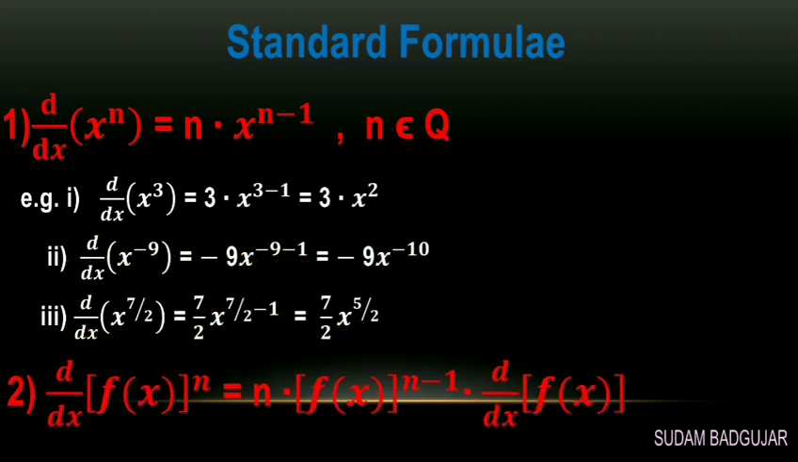Second standard formula, also called the general formula: derivative of f of x raised to n is equal to n into f of x raised to n minus 1 into derivative of base function, that is derivative of f of x. In this case, base is not x. You must remember here, base is not x, it is a variable, means any function. So, in general form I use f of x here.